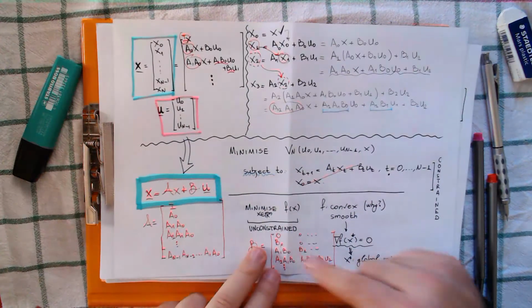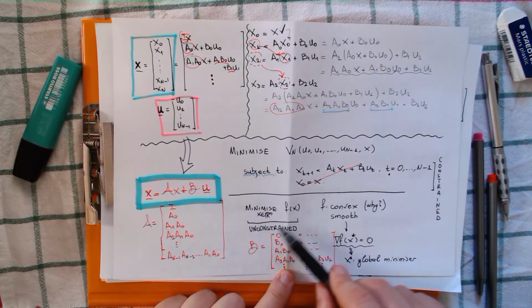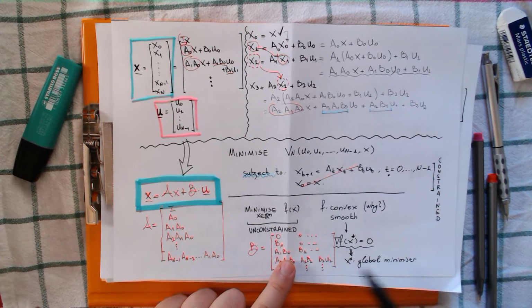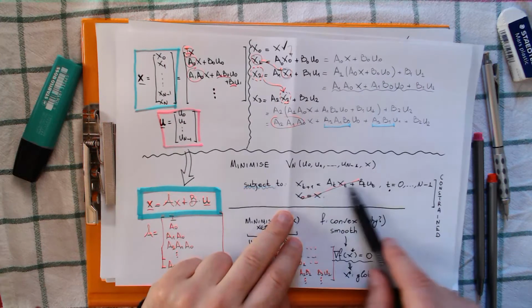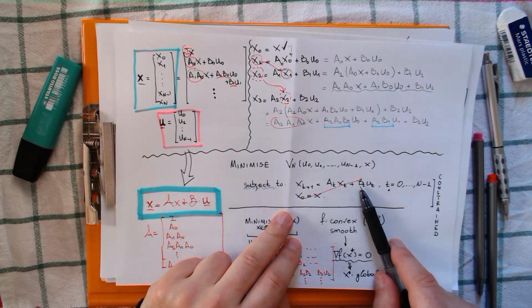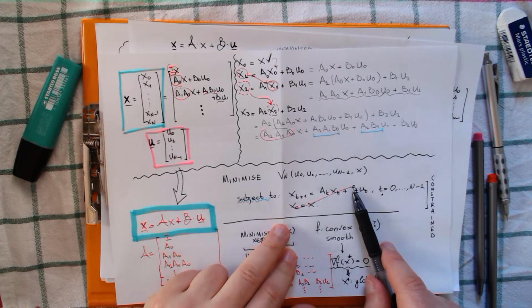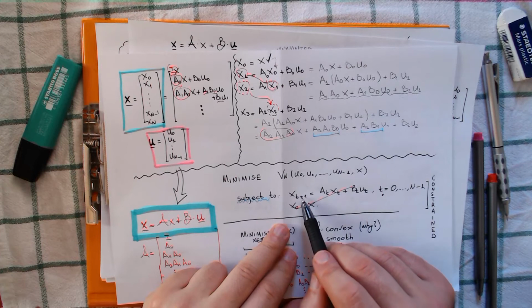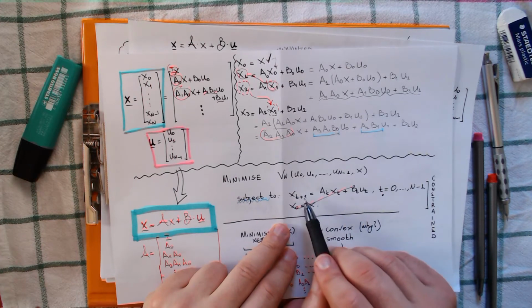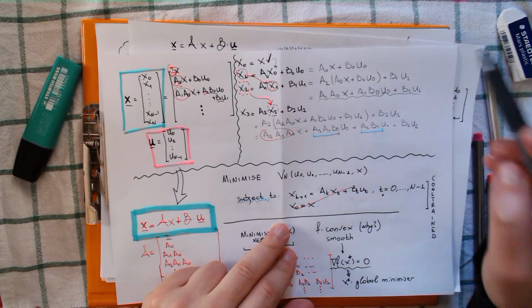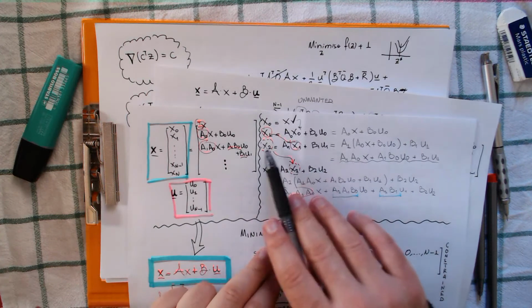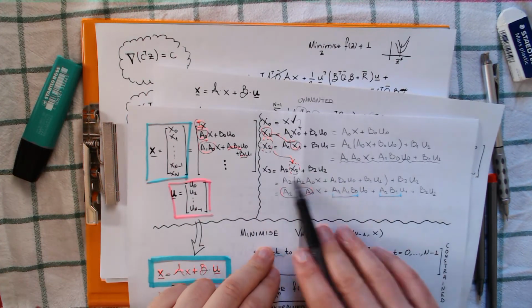We said, okay, if we had no constraints, if we had an unconstrained problem, we would simply take the gradient, set it equal to 0, and solve the problem. But it's not the case. We have some constraints. Let's eliminate them. By eliminating, we mean solve for x0, x1, x2, and so on, and express all these variables in terms of u0, u1, up to un-1.